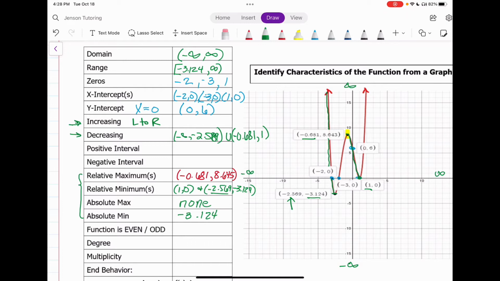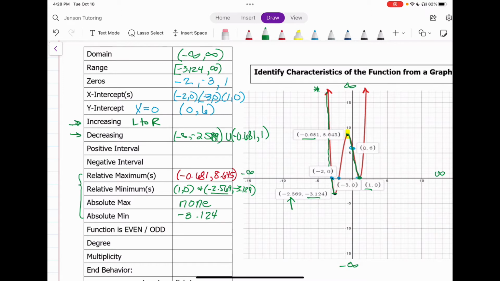Or if you were to be like a little bug on this roller coaster and you started way over here on the left, you go down the hill, get down to this where x is negative 2.569, then you start going up the hill until you get to x is negative 0.681, and then down the hill again till x equals 1, and then back up the hill for infinity.